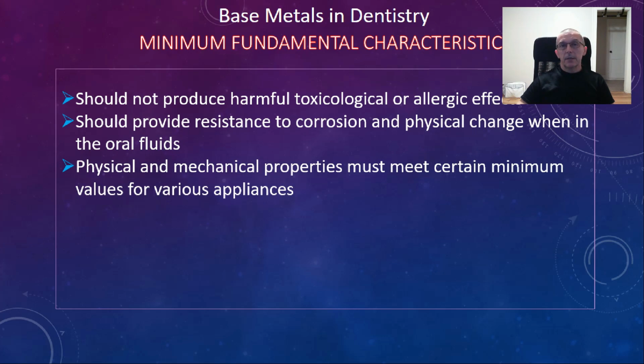Physical and mechanical properties have to meet the minimum requirements depending on what we're fabricating. For instance, if we're making a bridge, we have to make sure that this metal is strong enough but not too brittle. So these metals have to have enough strength, and we have to know the hardness of these metals in order to use it in the mouth.